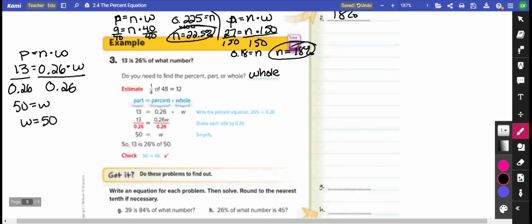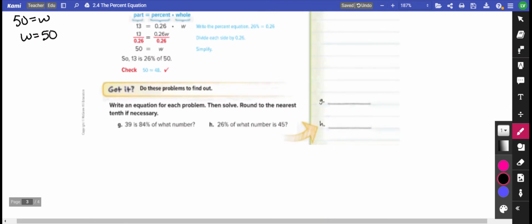So now let's try these next two problems to find out if we understand it. We're going to write an equation for each problem, then solve, and round to the nearest tenth if necessary. Again, underlining that to remind myself. So we know that our part equals our percent times our whole. Part is 39, because it says 39 is 84% of what number? Again, we're solving for the whole.